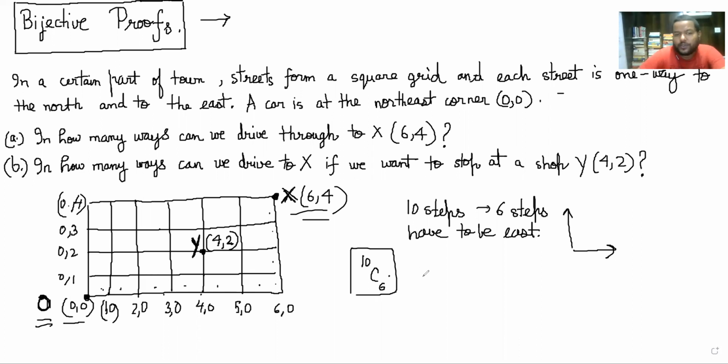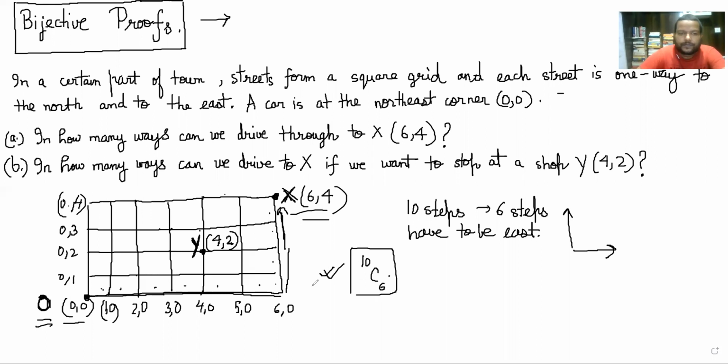So in any order, if you choose 6 east steps and 4 north steps, you will end up going to X from 0. You can think of many paths to do this. One path would be to go the first 6 steps east, so you reach 6, 0, and then the last 4 steps north. You can also do 1 step east, 1 step north, 1 step east, 1 step north, 1 step east, 1 step north, 1 step east, 1 step north, then 4 north steps are consumed, and now you have to go 2 steps east. All of these are possible paths, and therefore the number of ways should be 10C6.